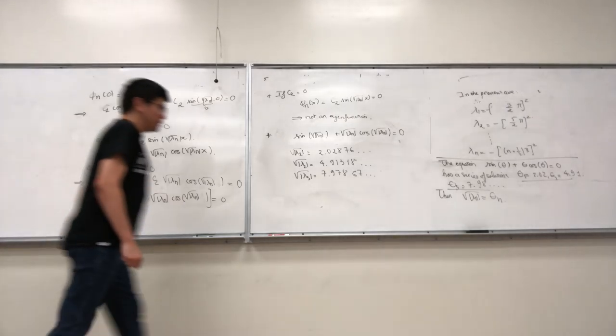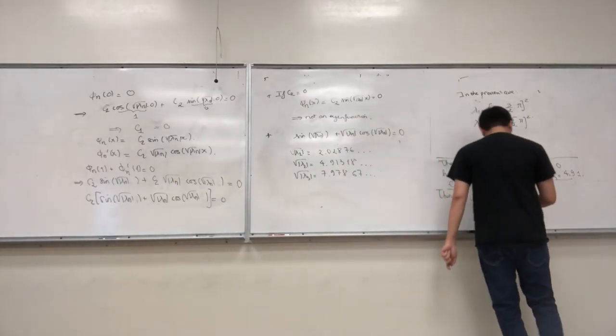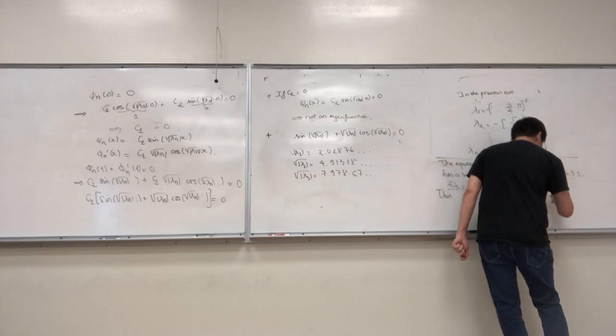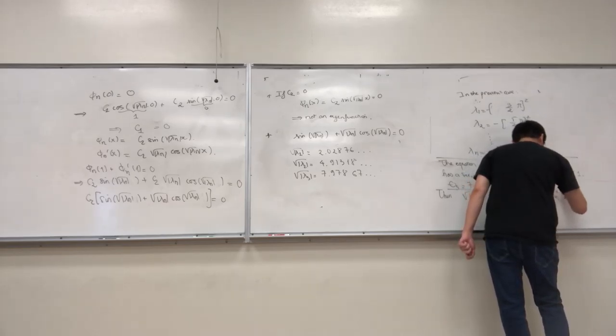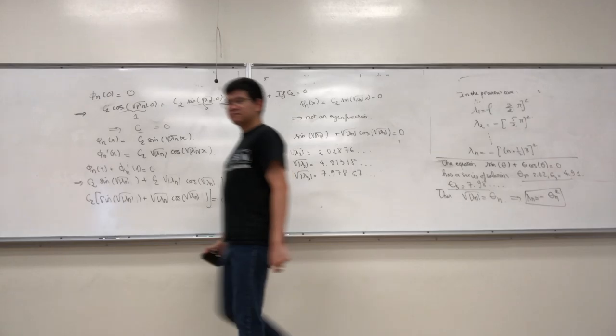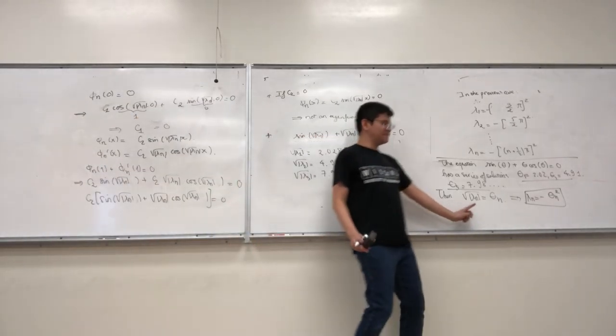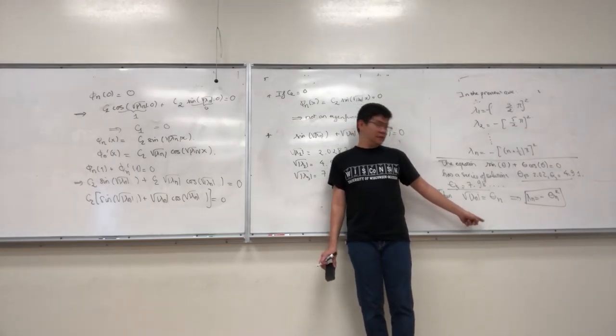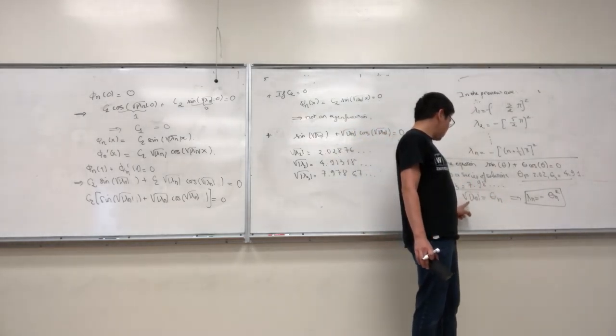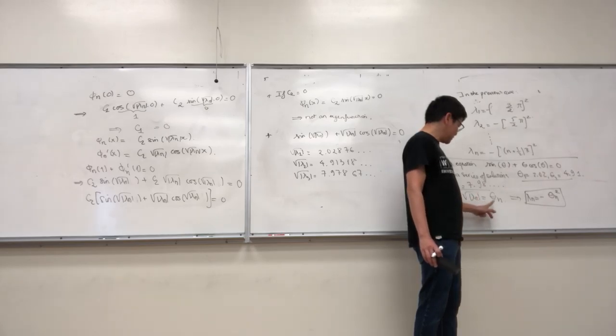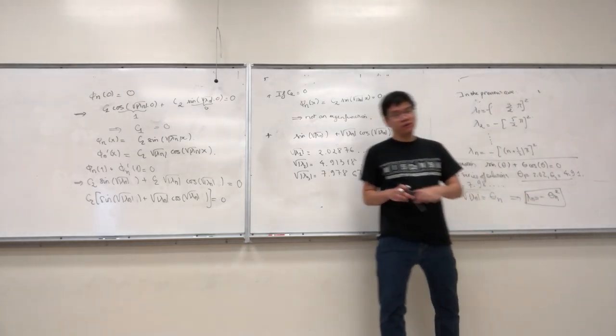Right, so now square root of lambda n is theta n, which means that lambda n is minus theta n squared. Why is that? Because here I have the absolute value, right? Lambda n is negative. So square root of the absolute value of lambda n is theta n means that lambda n is minus theta n squared.